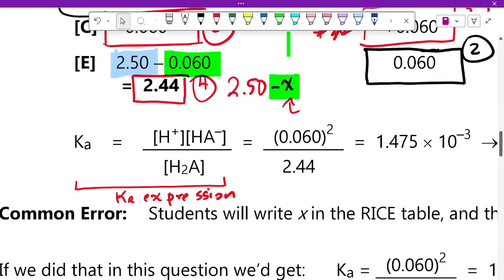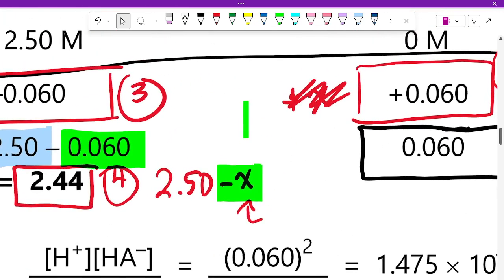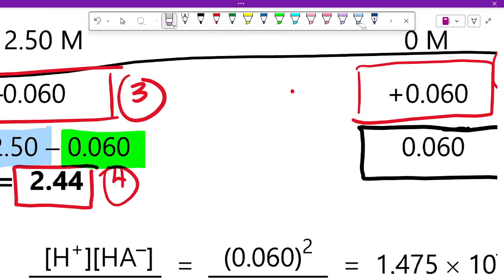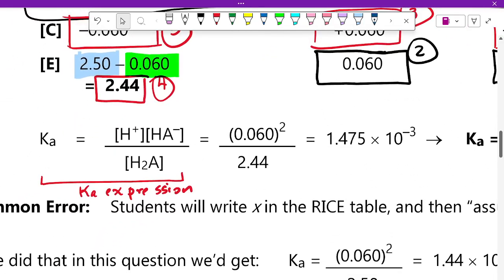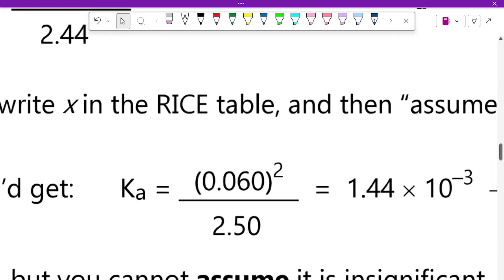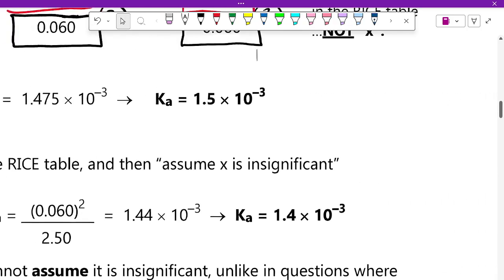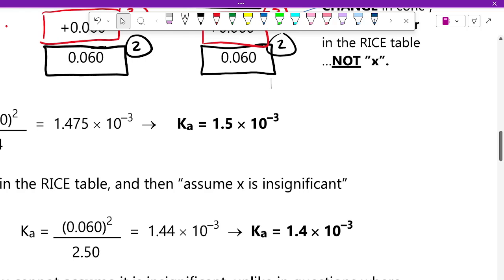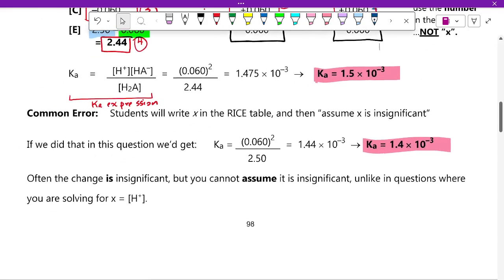So don't just use X because it leads to errors. Don't assume that the change is insignificant, because it often will not be. If you assumed it was insignificant, you would get 1.44 times 10 to the minus 3, and you'd get Ka as 1.4 times 10 to the minus 3. You can see that those two values are different from one another. You don't want to make that assumption.